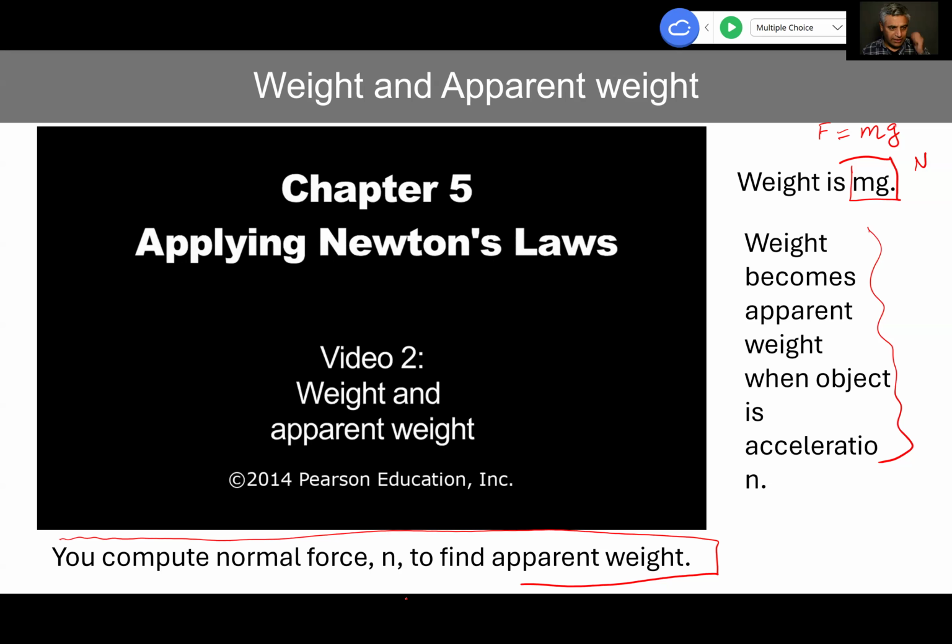It looks like there is a question on the chat. Why not always just compute N for W, and you won't have to worry if it's accelerating or not? Yeah, so you can compute N. When it's not accelerating, N becomes mg, basically if we are talking about vertical acceleration. But if you are accelerating in different directions, in that case, we may have to think about it.